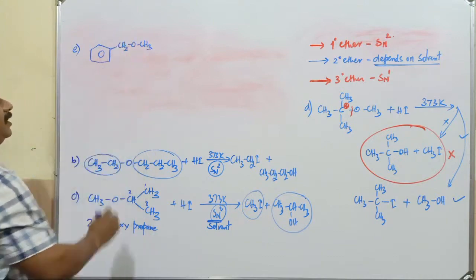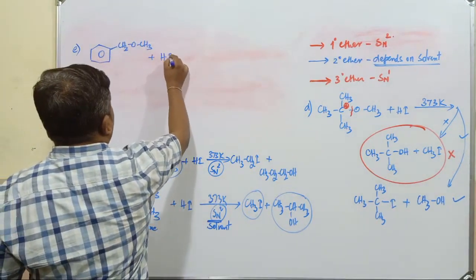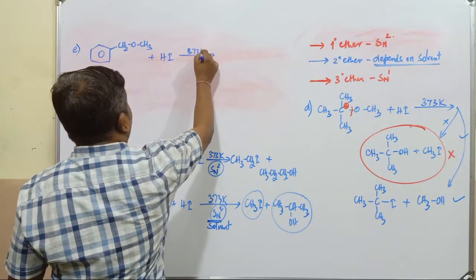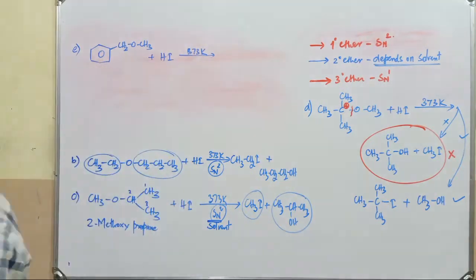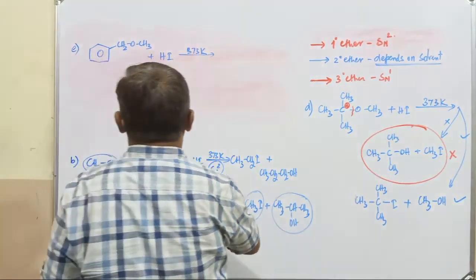CH2OCH3. This is an unsymmetrical ether compound. When it is heated with hydrogen iodide at 373 Kelvin, what's the product obtained in this reaction?